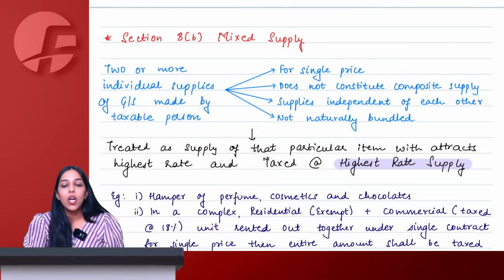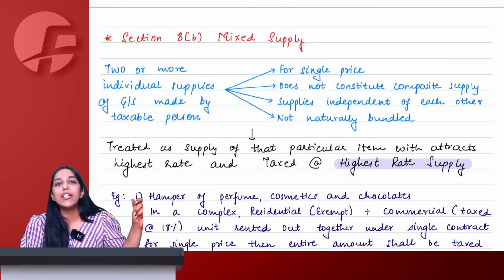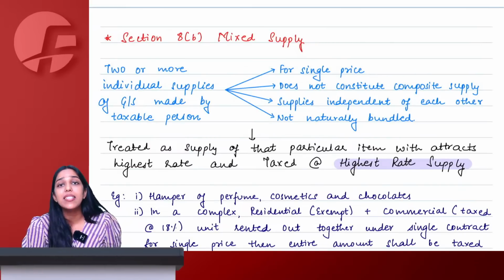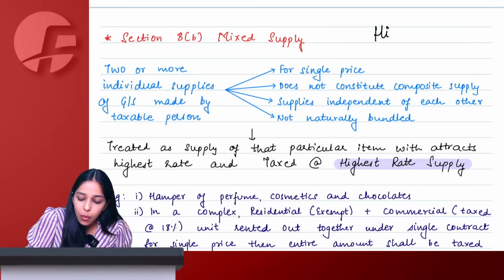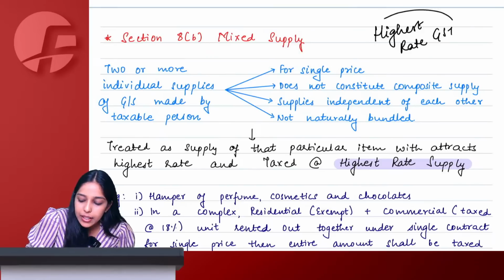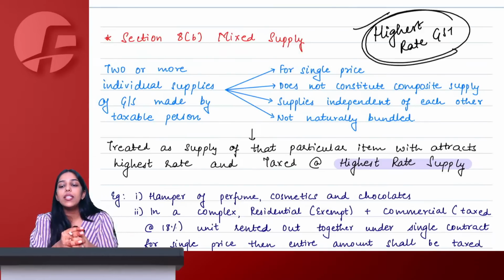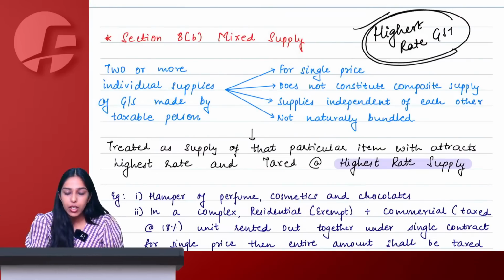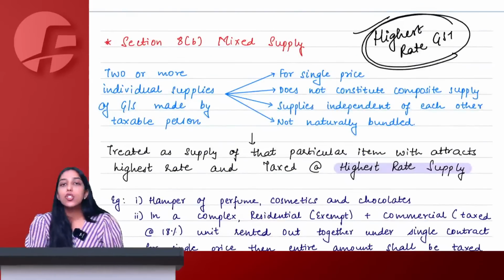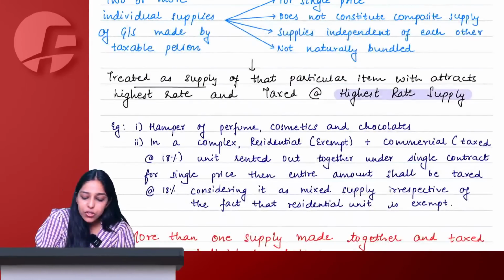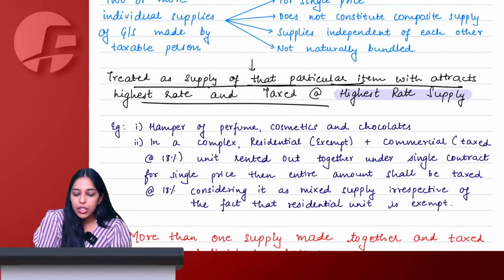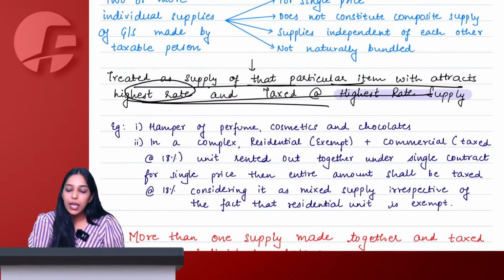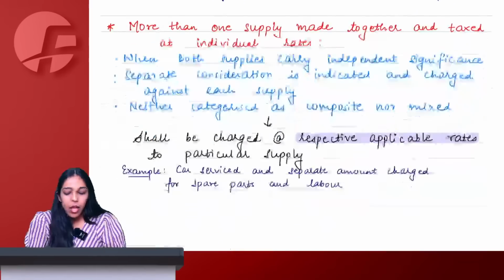And quickly tell me in the comment section, what is the rate of GST applicable on mixed supply? Ma'am, whatever is the highest GST rate out of all the supplies being bundled together, that becomes applicable to mixed supply. So it is treated as a supply of that particular item which attracts the highest rate, and it becomes taxable.